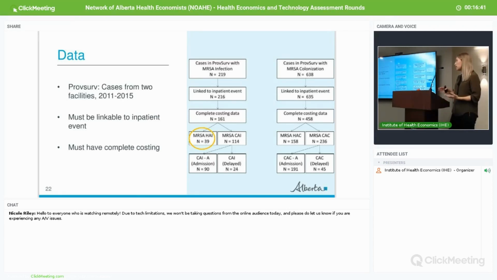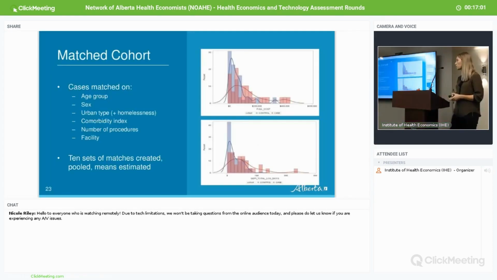Cases could be either infected with MRSA or colonized. They had to be linkable to our inpatient data, and we also had to have complete costing for these people because we didn't want to use estimated costs in this analysis. Today I'm just going to talk about this circled value here, which are those who have hospital-acquired MRSA infections. We only have 39 observations. This was only 2 hospitals that we were looking at.